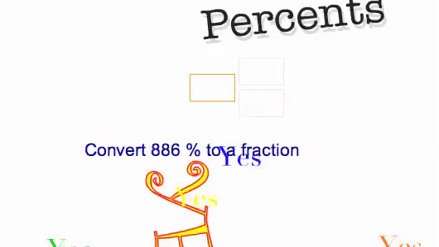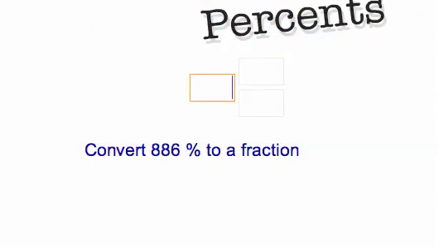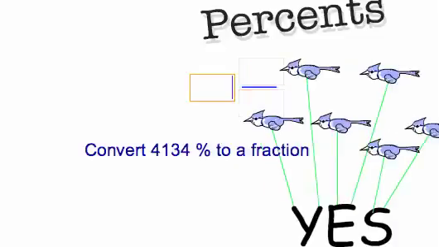Okay, and that's it. Let me see if I can fit this last one in. That's going to be 8.86, so 8 and 86 hundredths. Half of 86 is 43. Half of 100 is 50, so 43/50.